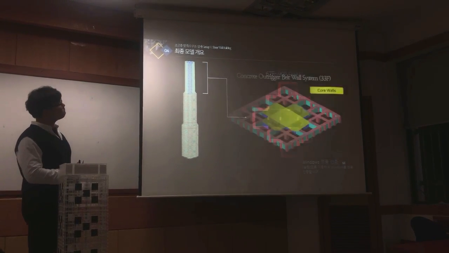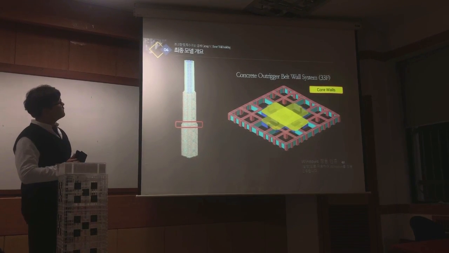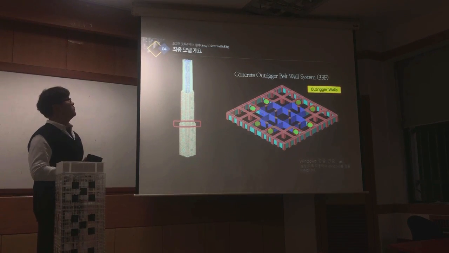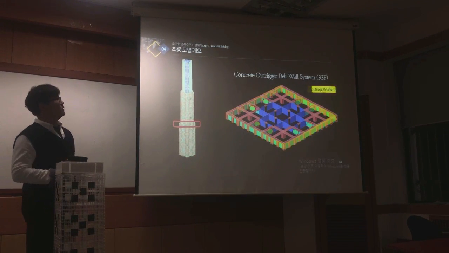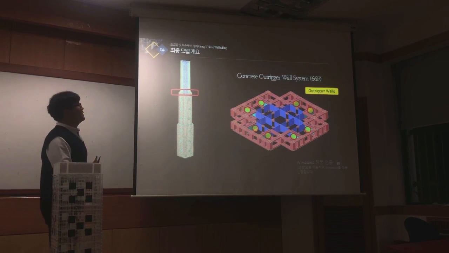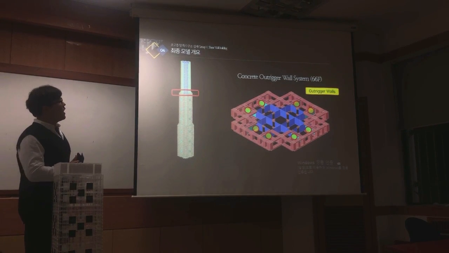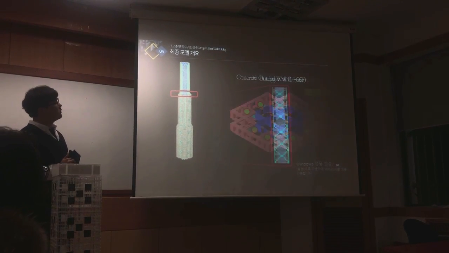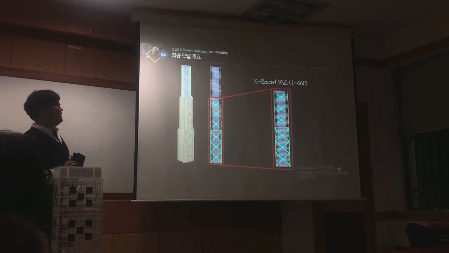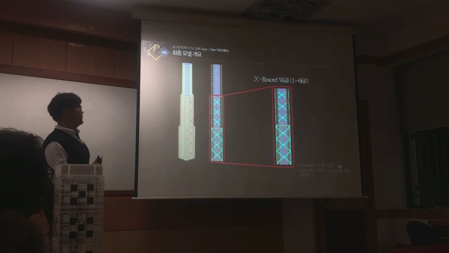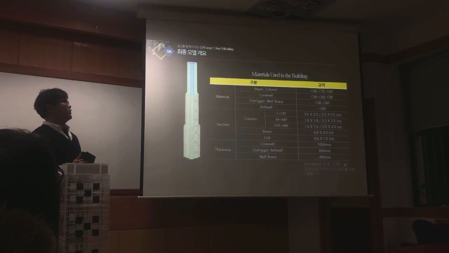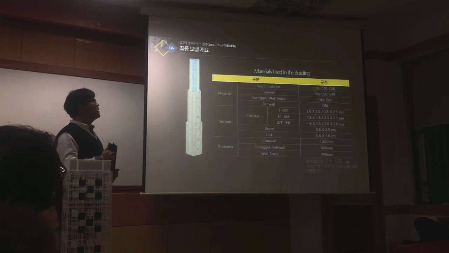And in the middle, on the 33rd floor, we put core walls, outrigger walls, and belt walls. And on the 66th floor, we put outrigger walls. An X-shaped brace wall was added on floors 1 to 66. And this is a table of the materials used in the building.